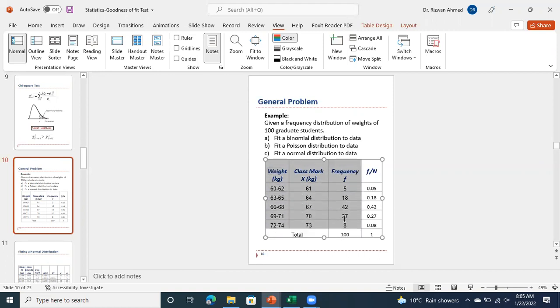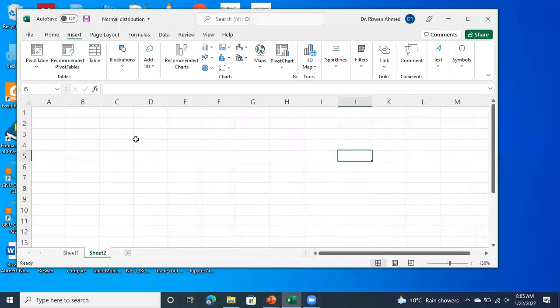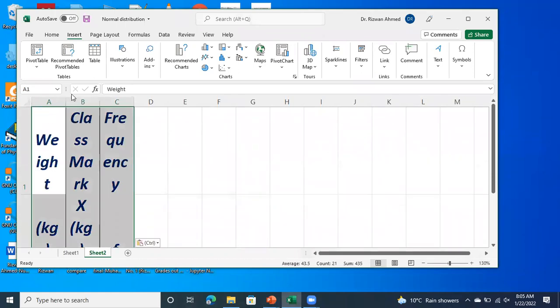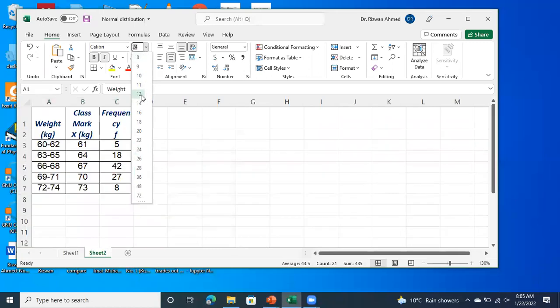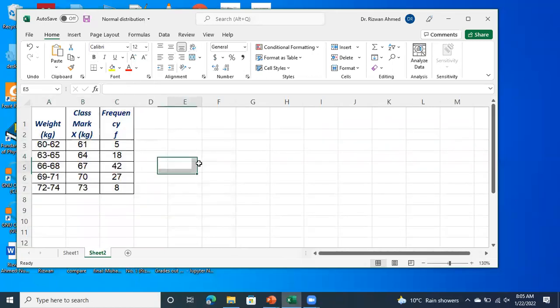let's begin the calculations in Microsoft Excel sheet. I have the Microsoft Excel sheet open. So I paste the data over here, and let's reduce the font size. Okay, that's fine.